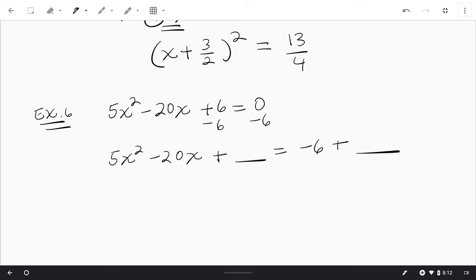Okay, so right here, this is the part that's a little tricky. What ends up happening over here is, because we have a 5, we're going to go ahead and factor out a 5 from all 3 of these terms. So I'm going to have 5 parentheses x squared minus 4x, and I'll still leave this blank.